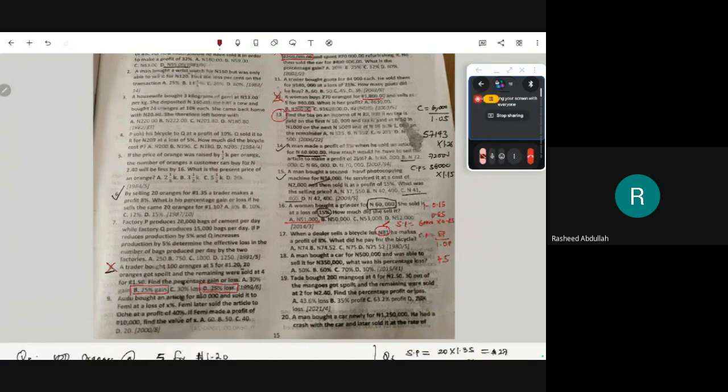So the cost price is 75 naira. See, 81 divided by 1.08.